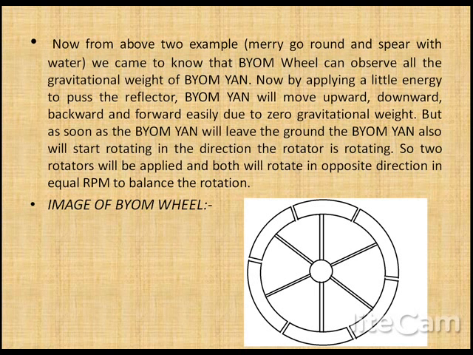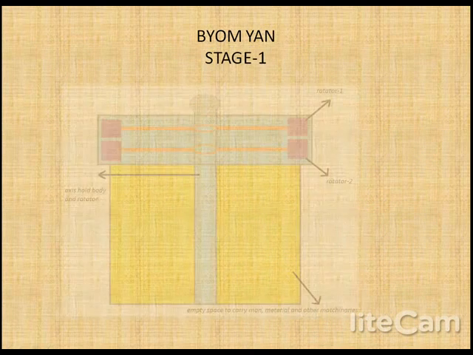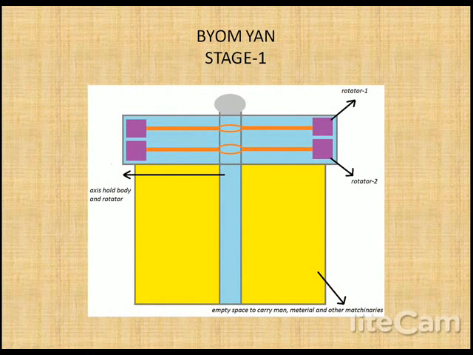So two rotators will be applied. I mean to say two Bohmian wheels will be applied and both will rotate in opposite directions in equal RPM to balance the rotation. Here is the image of Bohmian yarn stage 1.